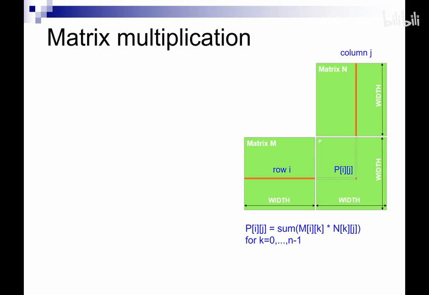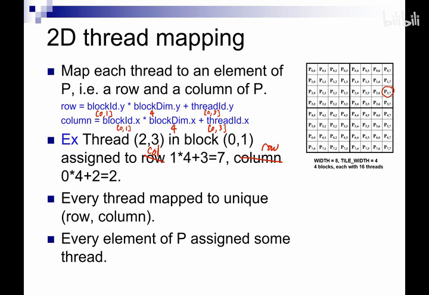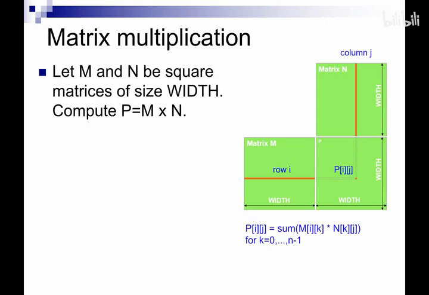Okay, so now that we know how to map these 2D thread blocks and grids to a matrix, let's use all this to do an example of matrix multiplication. Here we're going to use 2D thread blocks and grids. Imagine that we have two matrices M and N that we want to multiply. These matrices are going to be width by width, just this capital Width here.